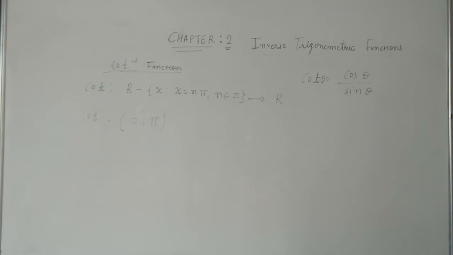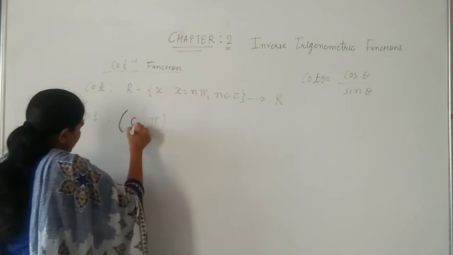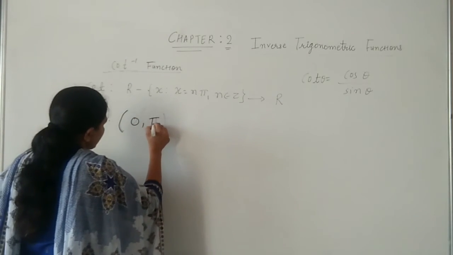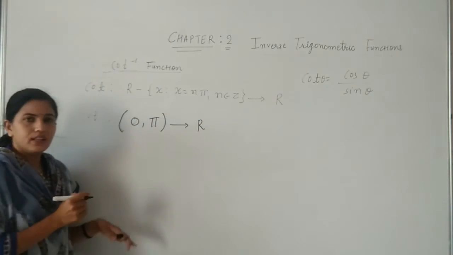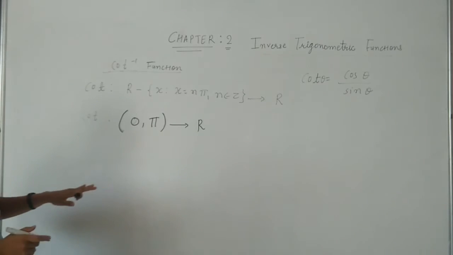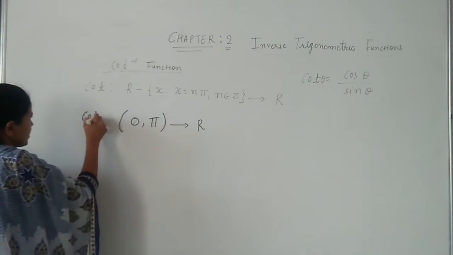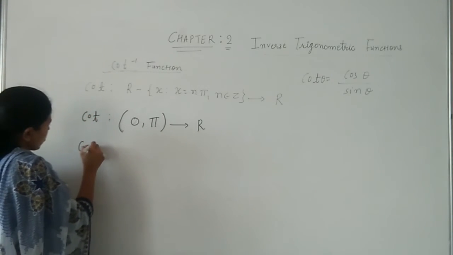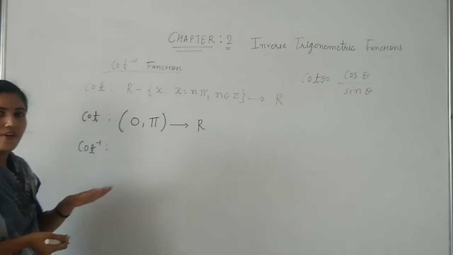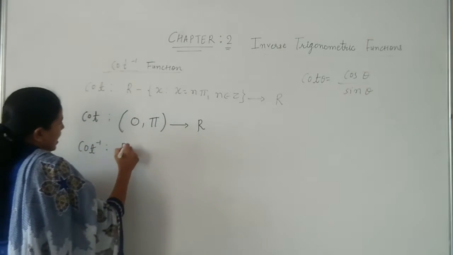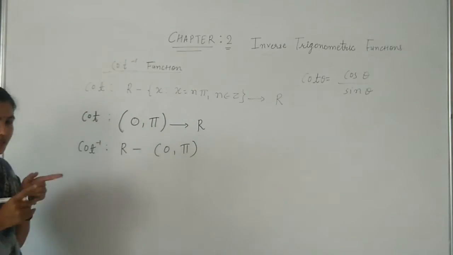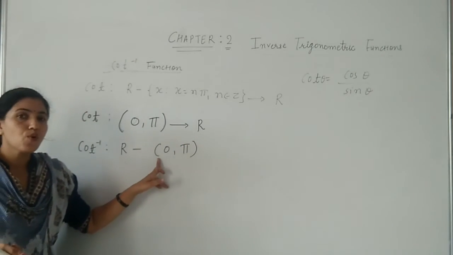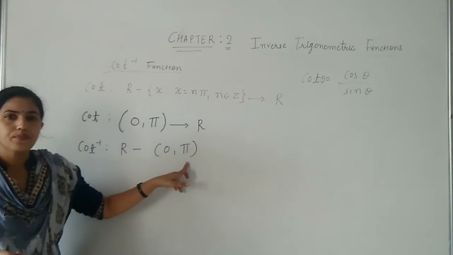Now, here we have the open interval 0 to pi. This we have defined here, open interval 0 to pi, to R. Then this function is one-one and onto. So let me define its inverse. So cot inverse, now you know it is defined from the reverse, that is R to the open interval 0 to pi. Remember students, this is an open interval 0 to pi.